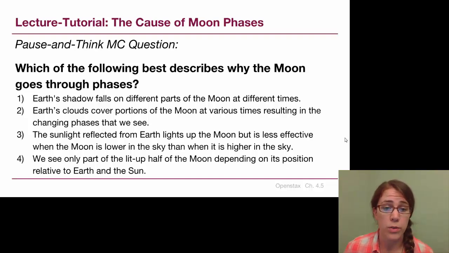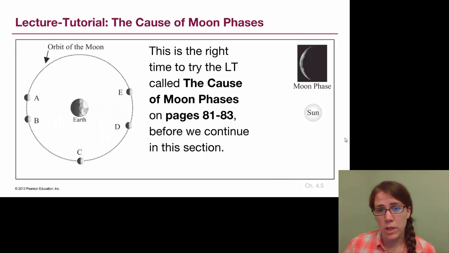We only see part of the lit up half of the moon, the day side of the moon, based on where it is relative to our point of view and where it is relative to where the sun is.